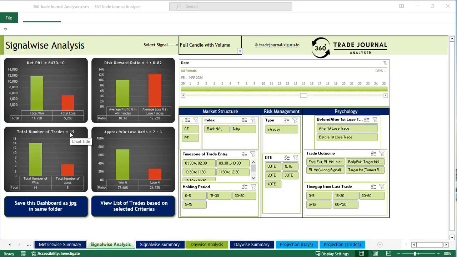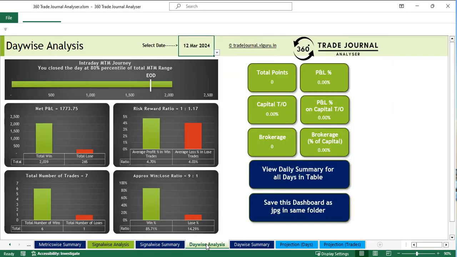Hello. So next and the last dashboard is Daywise analysis. Once you have seen your performance signal wise and metrics wise, and you started implementing those insights into your daily trading, you might want to analyze your trades on a day basis, right? So for example, I want to analyze for 12th of March, right?